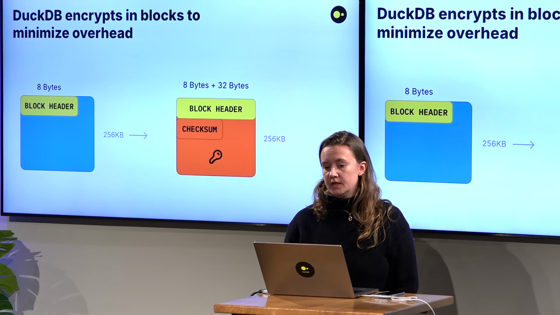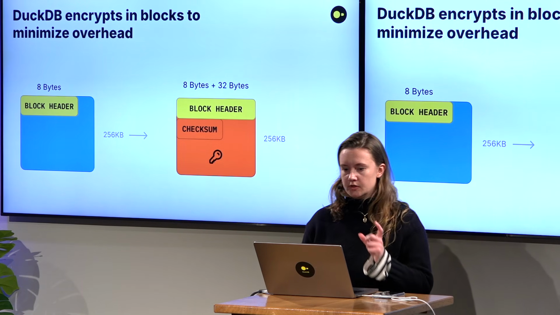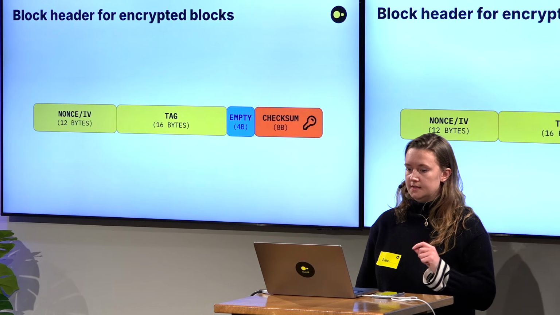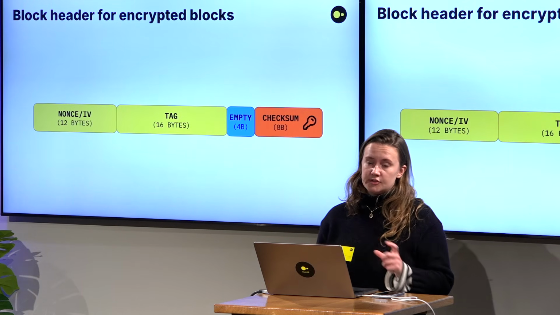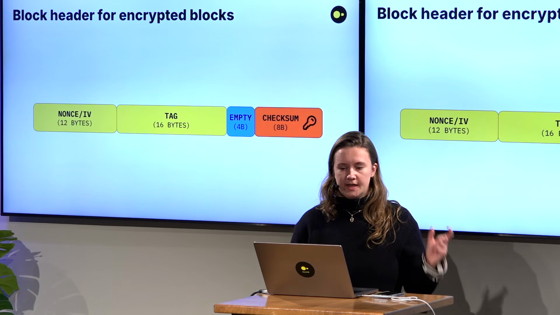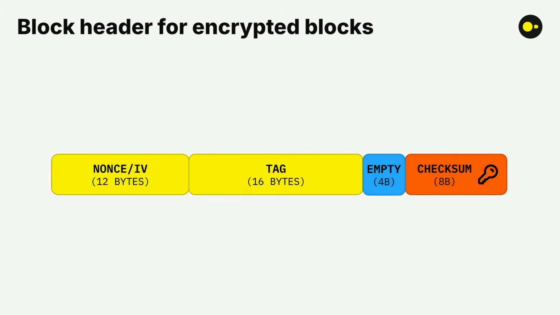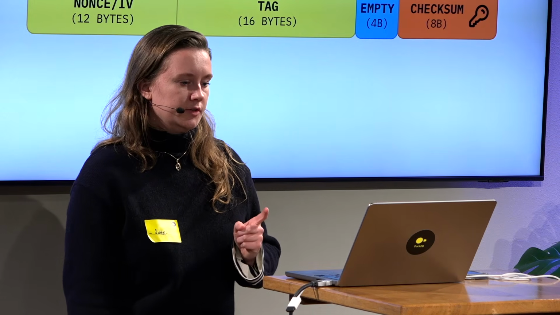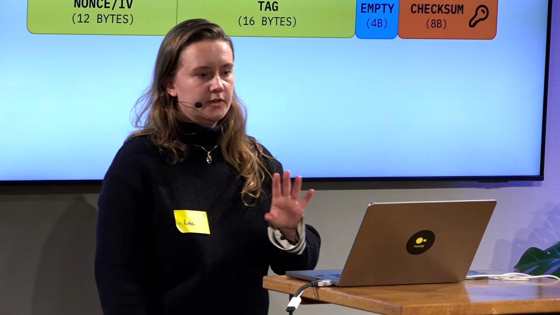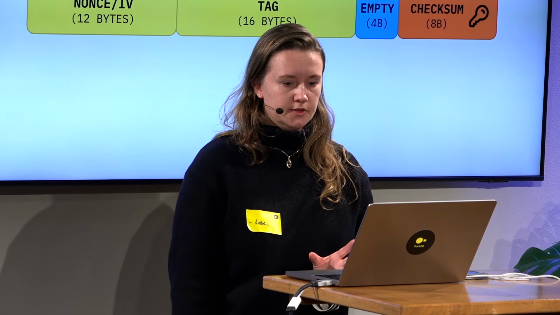To encrypt the block, we need to change the structure a bit. So in this case, we change the structure of the block header. So usually it's 8 bytes, and for an encrypted file, every block header is 40 bytes. So the first 12 bytes are used for the nonce. The following 16 bytes are used for the tag. Then you have some empty space, and then the checksum is stored.